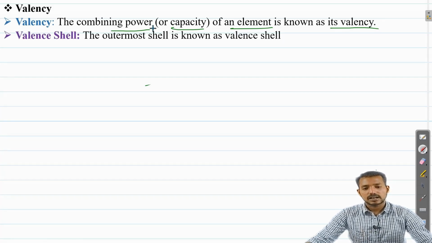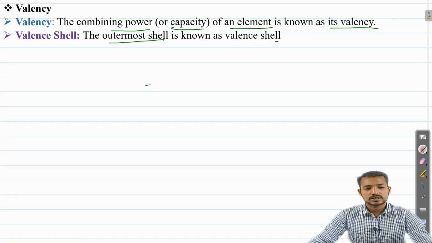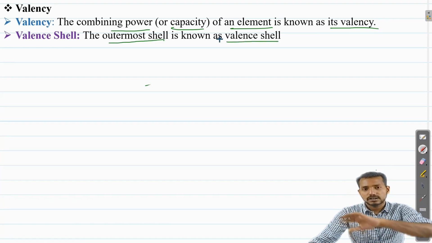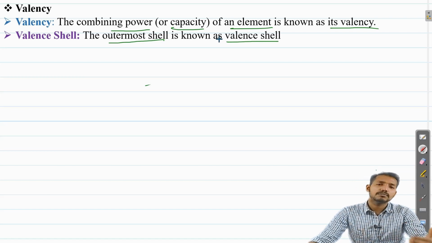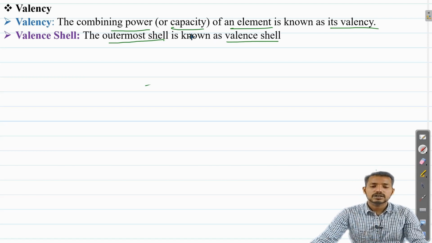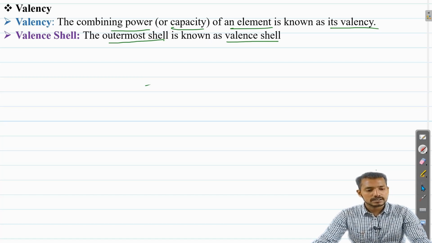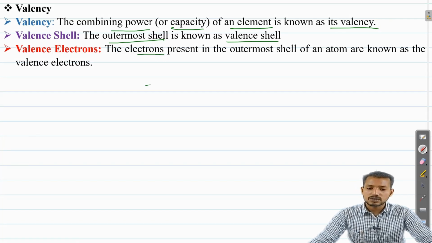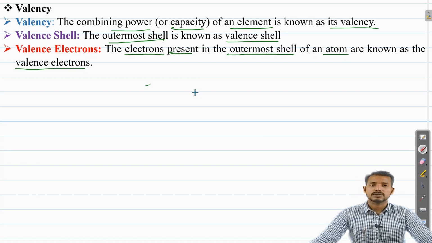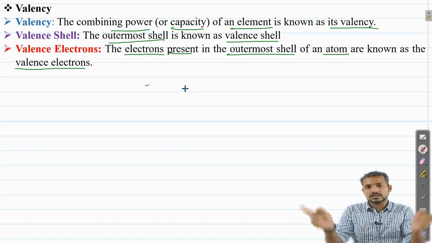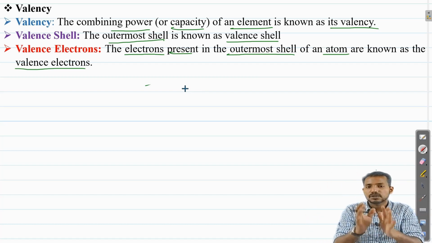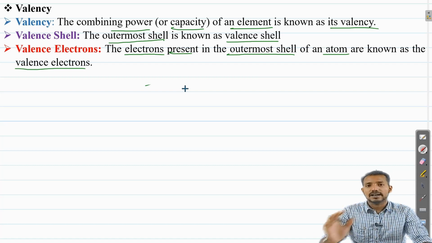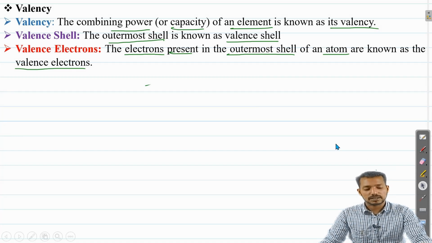Then valence shell. The outermost shell is known as the valence shell. While we are drawing the structure of an atom, the outermost shell can be K, L, M, N or any shell, depending on the atom. That outermost shell is known as the valence shell. And the next term we need to remember is valence electrons. The electrons present in the outermost shell of an atom are known as the valence electrons. These electrons determine the valency of the atom, or the combining capacity.